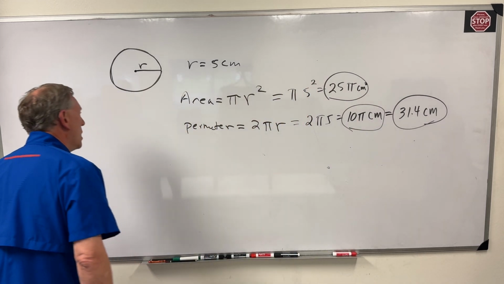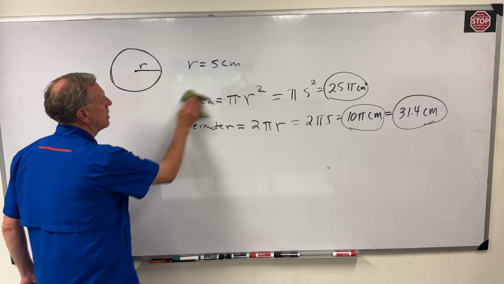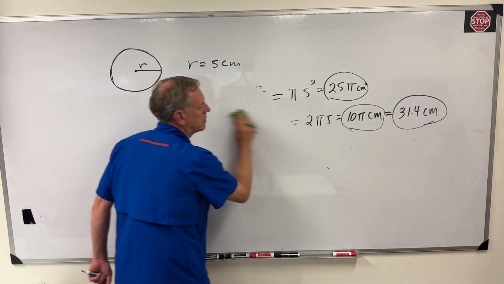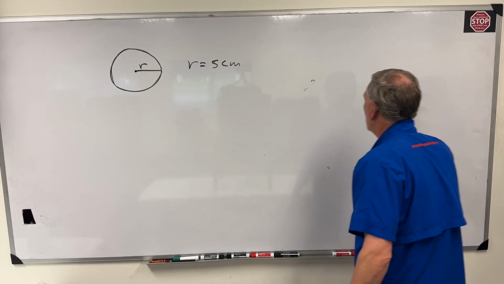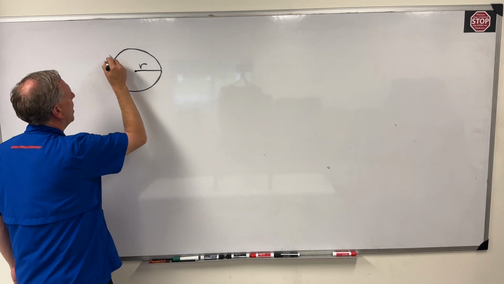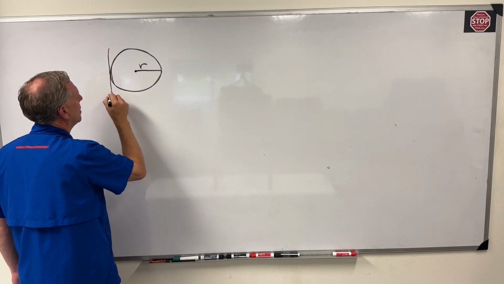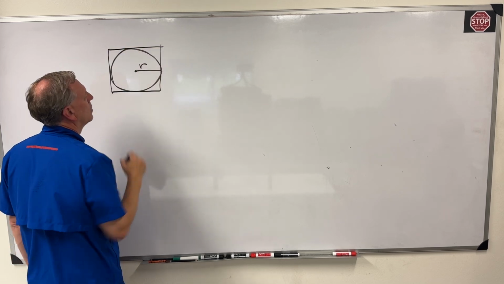All right, now, one thing that we can do with all of this is we can take these things and combine them, where we take a circle and we inscribe it inside a square, like so.